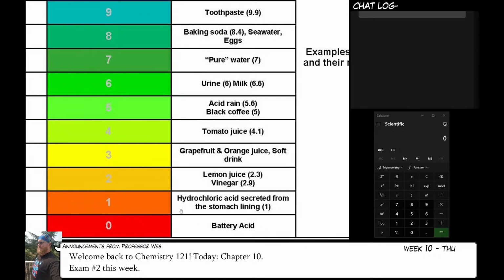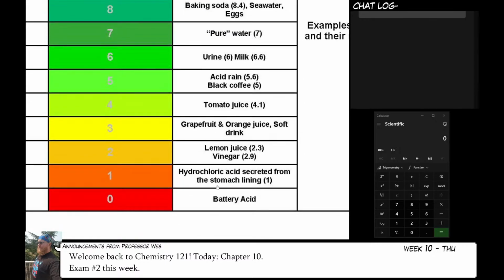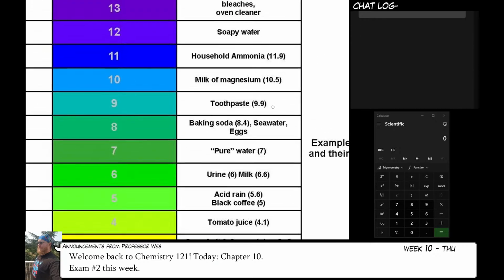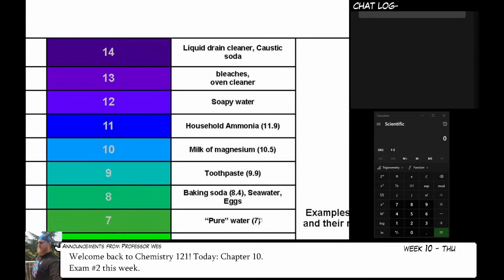So HCl in your stomach is pH 1. And then battery acid is pH 0. So these are things that, like, do not eat these things. Sometimes eat, and then safe to eat. Same thing exists going in the other direction here.